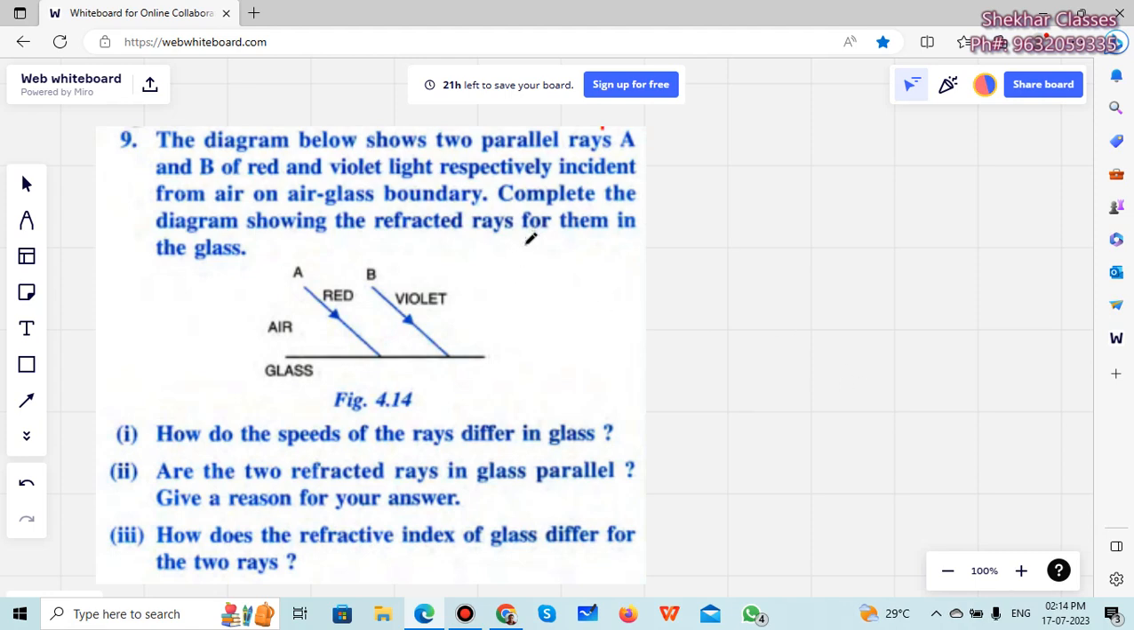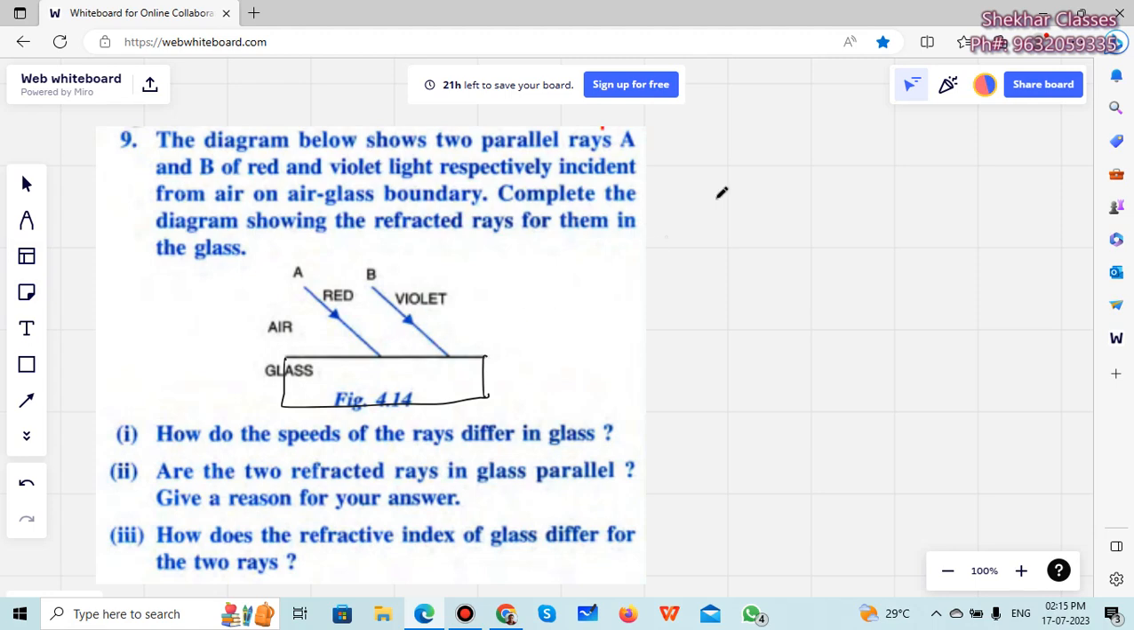The diagram below shows two parallel rays, A and B, of red and violet colors. One is red and the other is violet, respectively incident from air on a glass boundary. This is the glass boundary, so basically it is a glass here. Complete the diagram, showing the refracted rays from them in the glass.